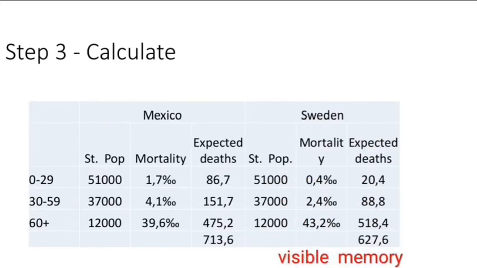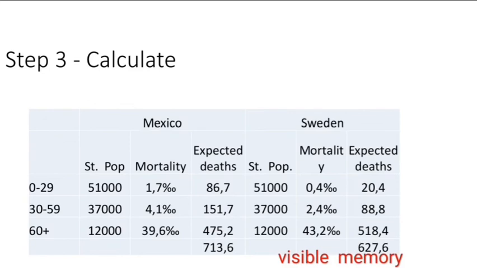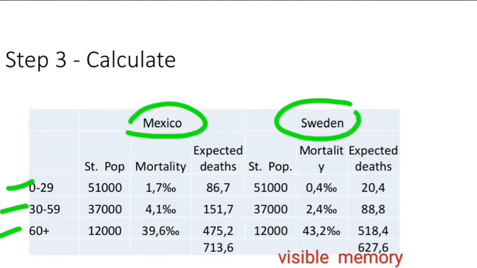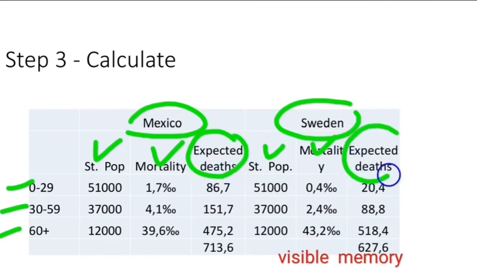You can see in this table we have three categories, and here is Mexico, here is Sweden, and here is the standard population, which is the same in both cases. This is the mortality rate of Mexico and these are the mortality rates of Sweden, and we have to find the expected deaths if we take the standard population. How will we find that?